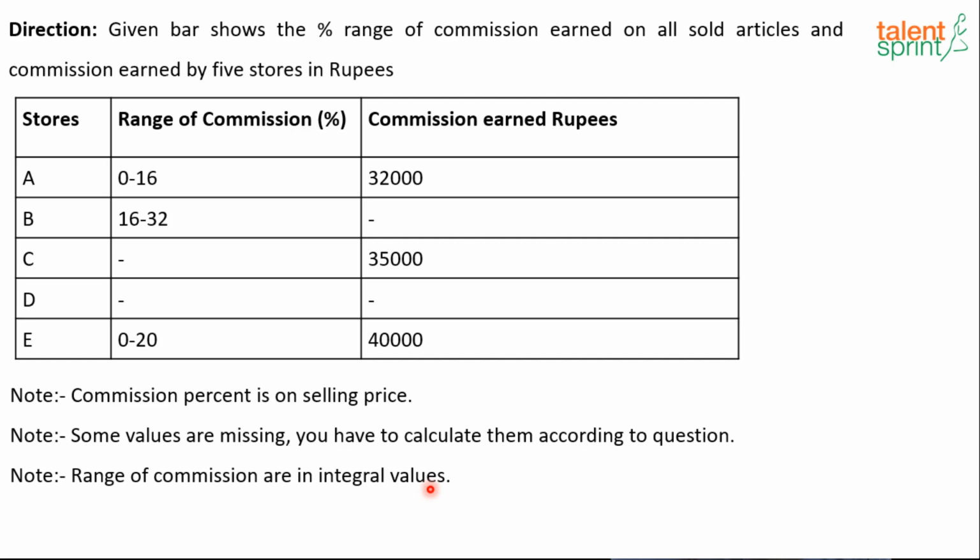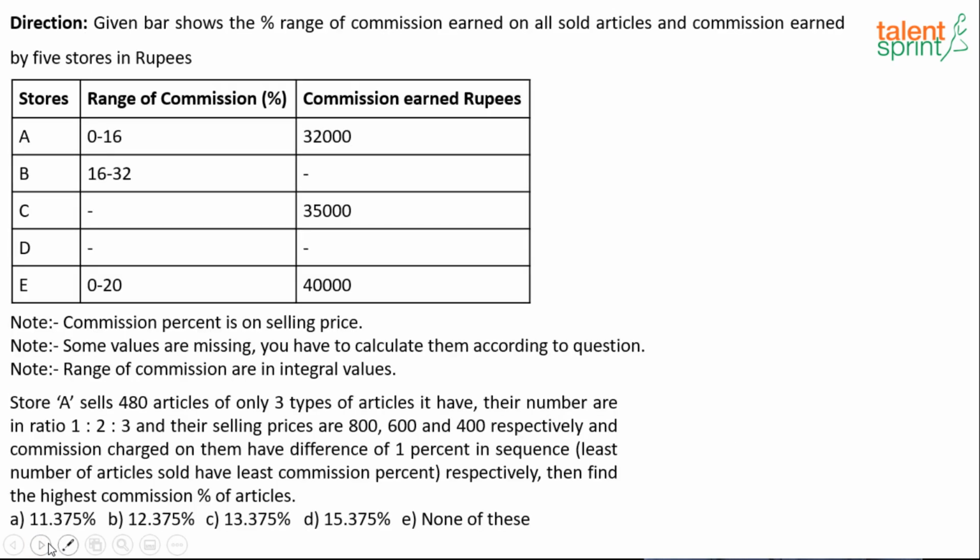So I think simple data: A, B, C, D, E, 5 stores, the range in which they can earn commissions, and the total commission earned in rupees by these 5 stores with some values missing there. So let me present the first question from this data to you all, and here we go.